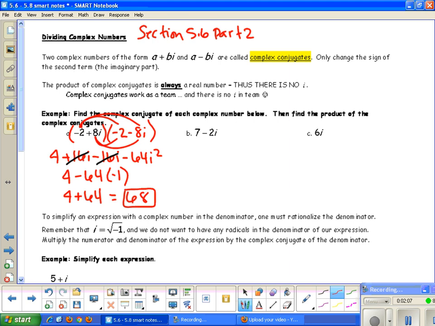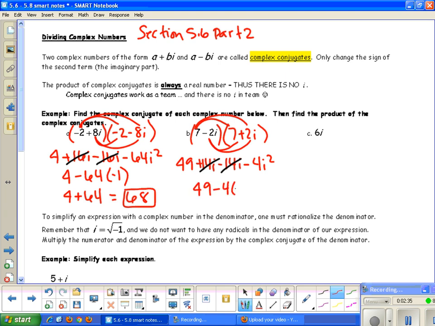For b, same thing. So the conjugate of 7 minus 2i would be 7 plus 2i. We want to then find the product. So 7 times 7 is 49. Then we got plus 14i minus 14i, and then this would be minus 4i squared. The 14i and the negative 14i cancel out. Those are like terms. So 49 minus 4i squared, and i squared is really negative 1, so 49 plus 4 equals 53.